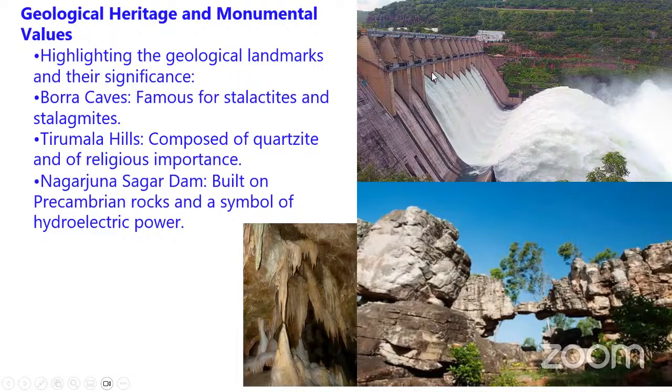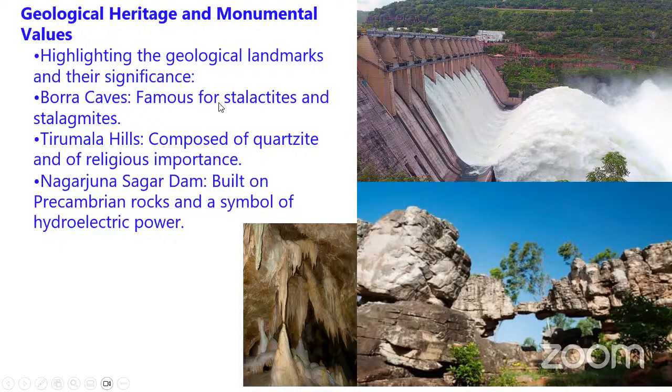Here I want to mention Nagarjuna Sagar, built on the Precambrian rocks and the symbol of hydraulic power. Precambrian rocks are hard rocks, granitic terrain, hard rock terrain, which we can find in the Nagarjuna Sagar area. And highlighting the geological landmarks and their significance, there are the Borra caves, as I told in the previous slide.